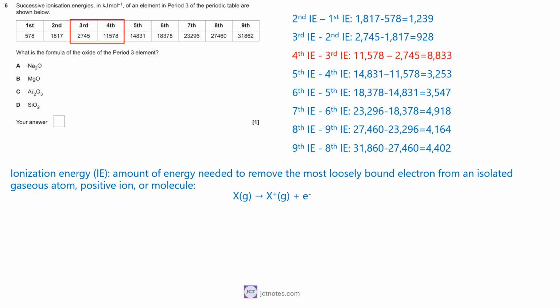Since the biggest jump is between the third and fourth ionization energies, it tells us that a considerable amount of energy is needed to remove the fourth electron, so the ion formed will be X3+. From the oxide compounds given in the answer, we can identify it as aluminium oxide, Al2O3, and the answer is C.